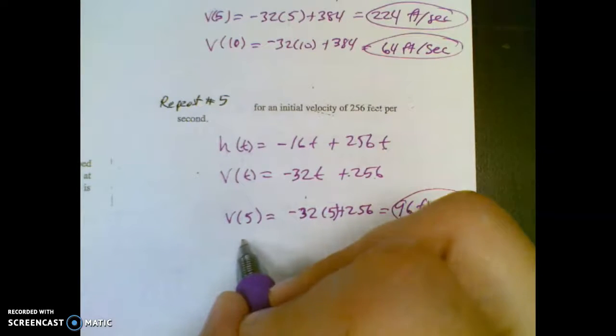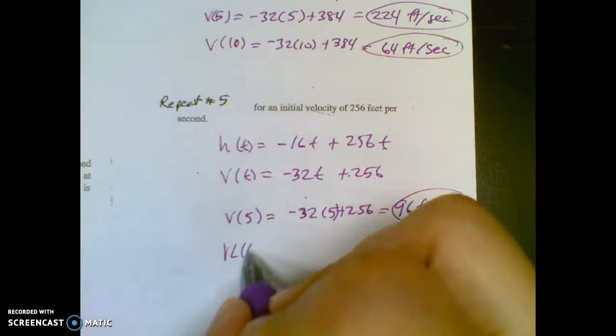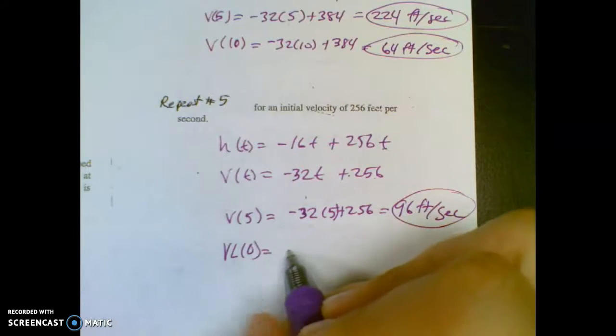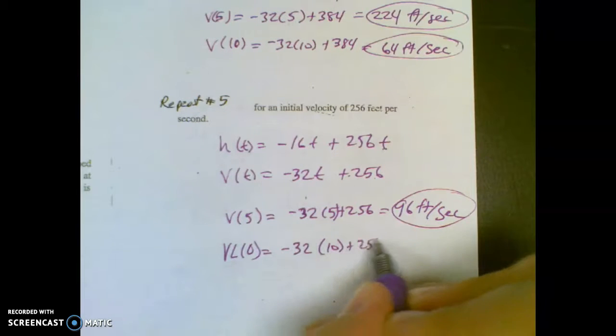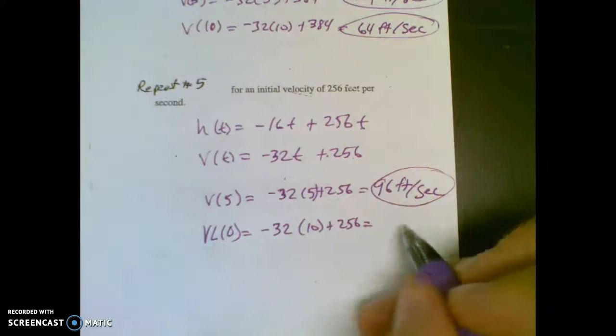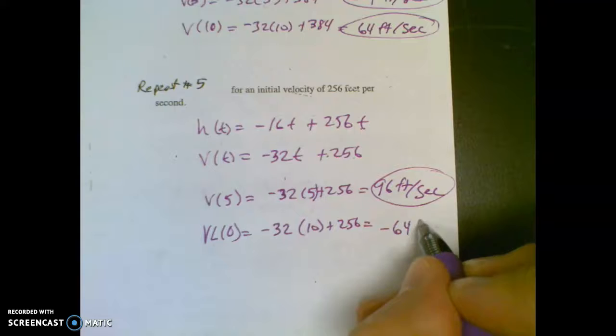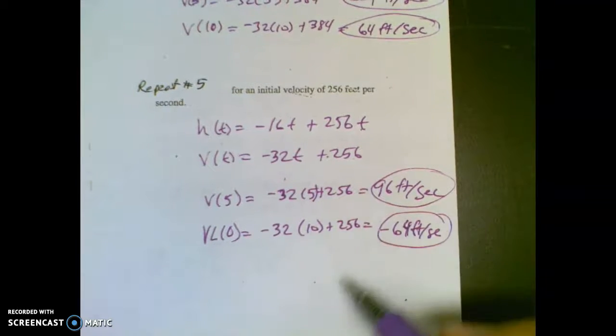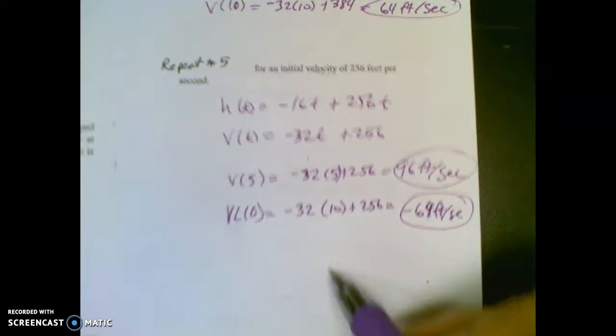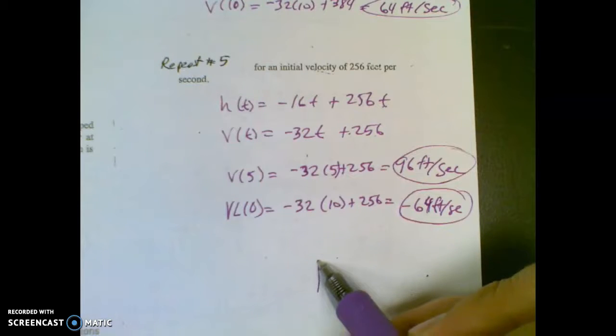Here's where it gets a little interesting, is if you look 10 seconds in and I shot at a lower speed, I bet it doesn't go as high. And you plug in a 10, and you'll get negative 64 feet per second. Like, how can you have negative 64? That means it went up, right? Your projectile went up, up, up, up, up.